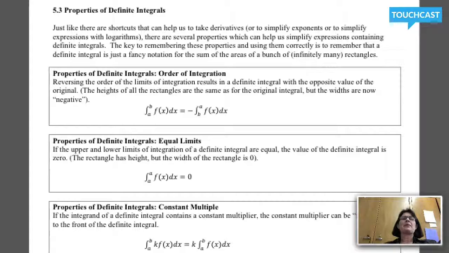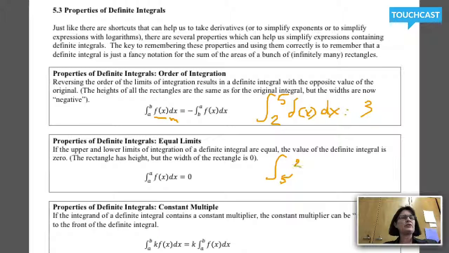And what's going on there, this one could be hard to understand at first. Remember that the integral is a model for multiplying the heights of a bunch of rectangles times the width of every rectangle. Well, here, if I change my limits, if I change their order, I still have the exact same heights, but my widths are now negative. So if I told you that the integral from 2 to 5 of f of x dx equaled 3, then you would know that the integral from 5 to 2 of f of x dx equals negative 3.